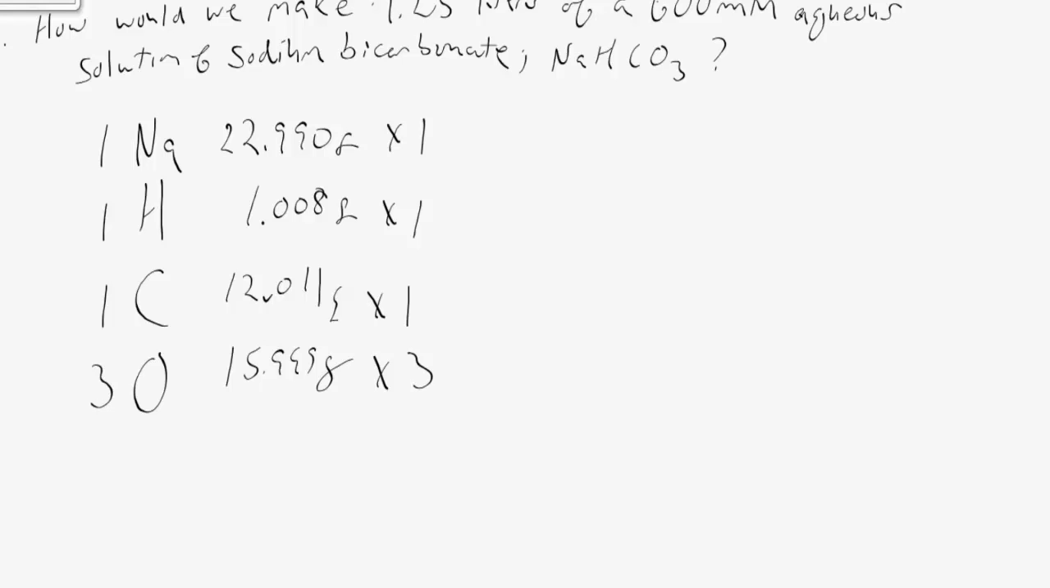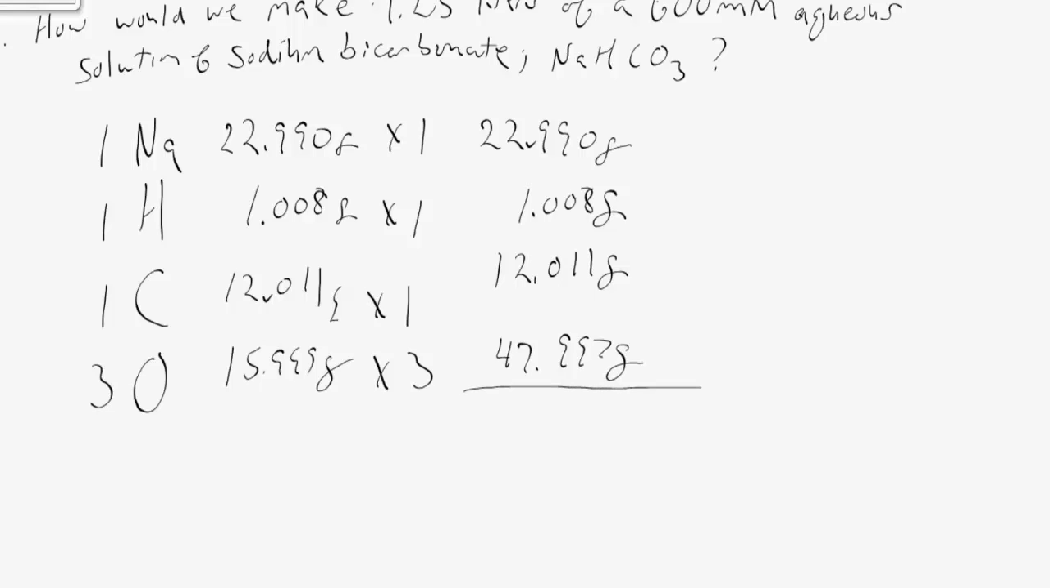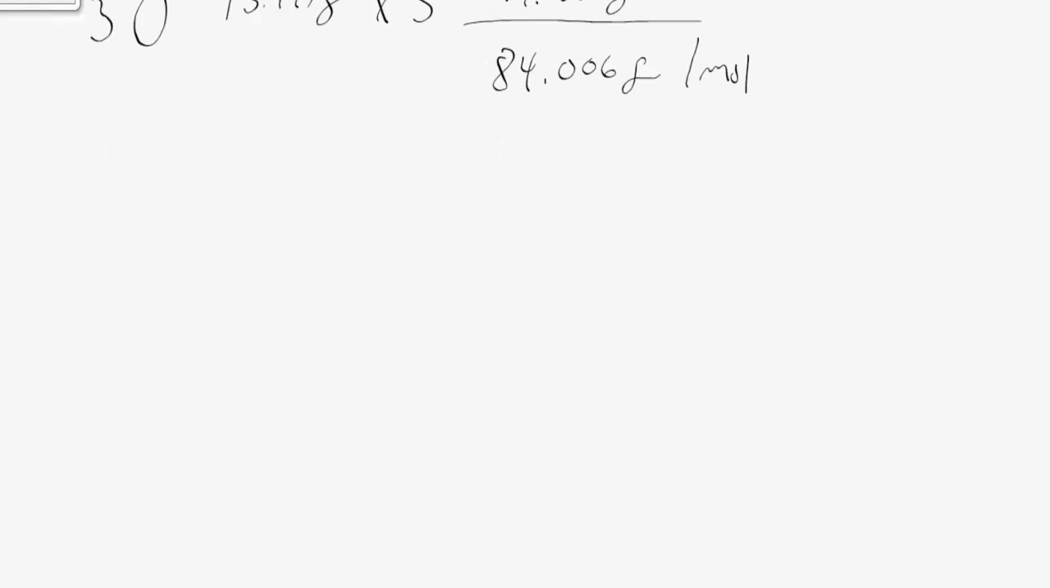All right. So that one's going to say 22.990 grams, 1.008 grams, 12.011 grams, and 15.999 times 3 is 47.997 grams. So we add those and we get 84.006 grams per mole of sodium bicarbonate. All right.